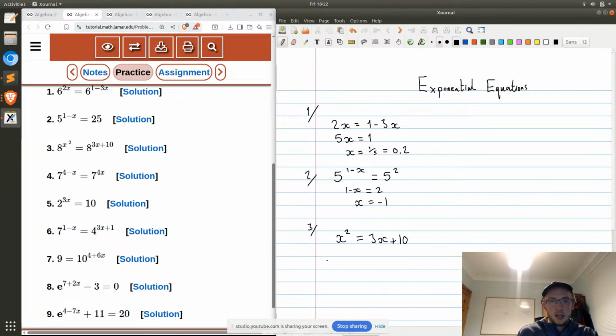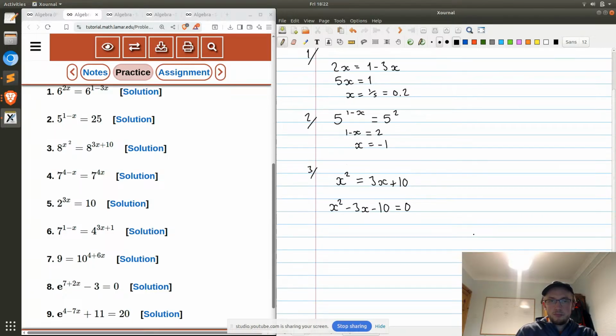Putting it all to one side, x squared minus 3x minus 10 equals 0. And then solving like a quadratic, x minus 5 times x plus 2 is equal to 0. And then we can see that x is either 5 or negative 2. That's the only way that can be true.